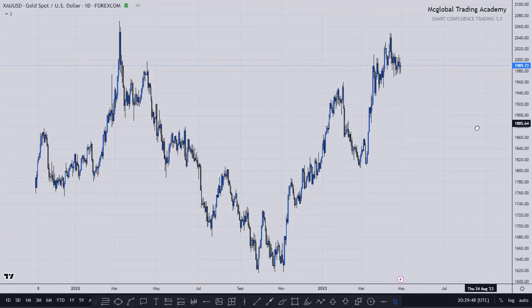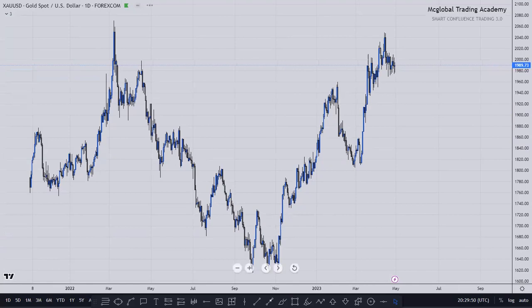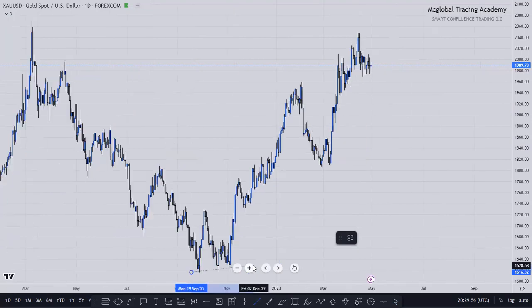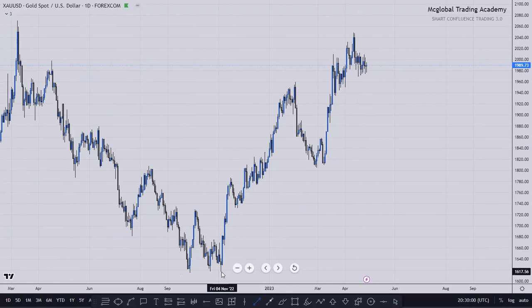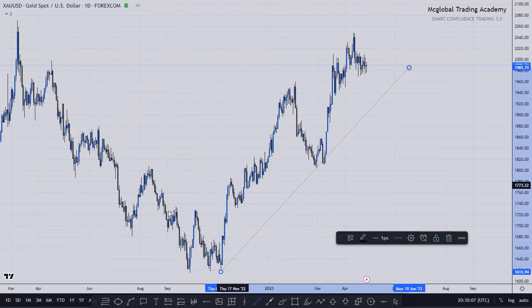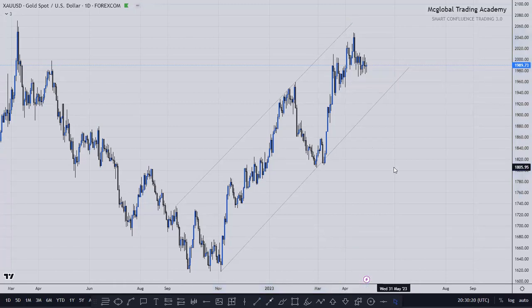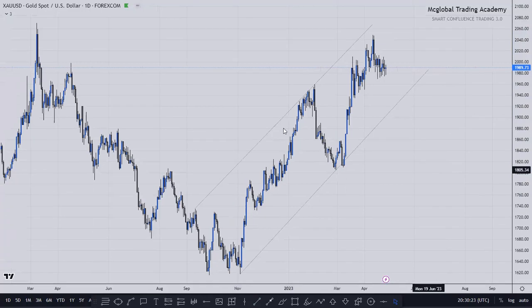Right. Just a look at gold. Gold daily time frame, bullish. We have been bullish ever since November 2022, last year. This is a bullish market. So for now on US30, we are waiting for buys, Ras. Yes, we are waiting for buys.